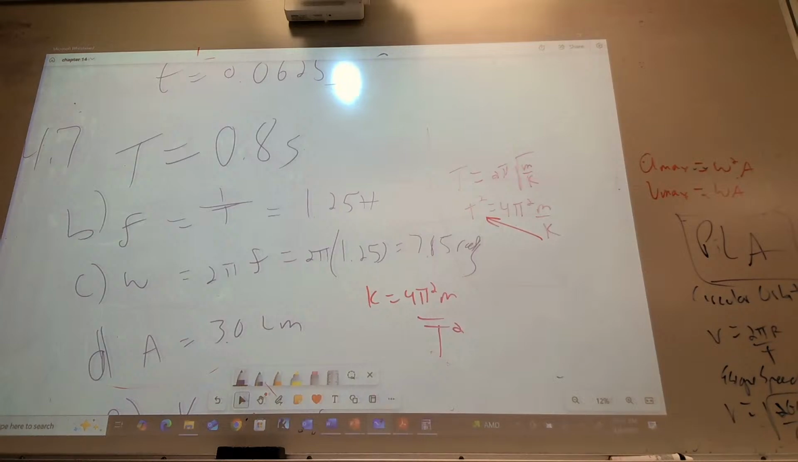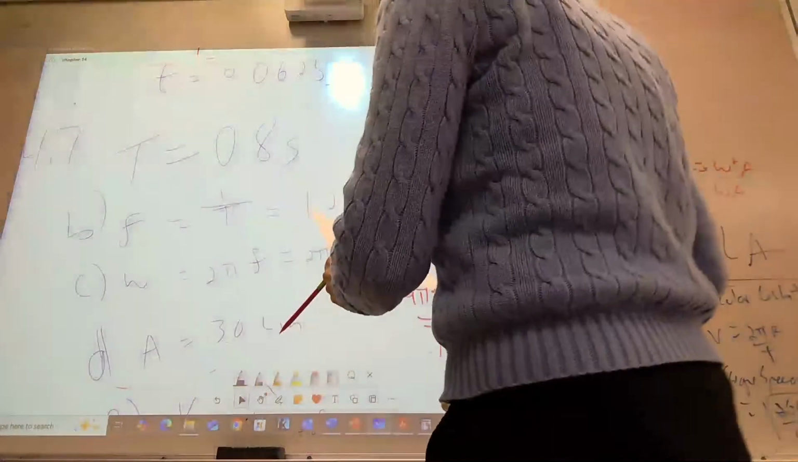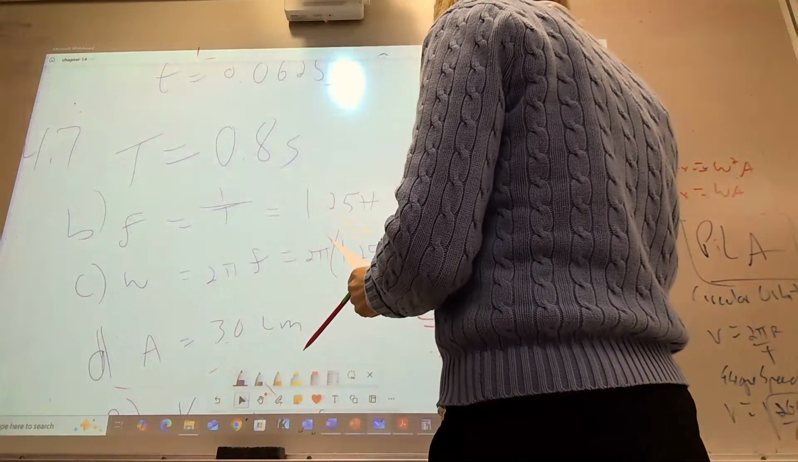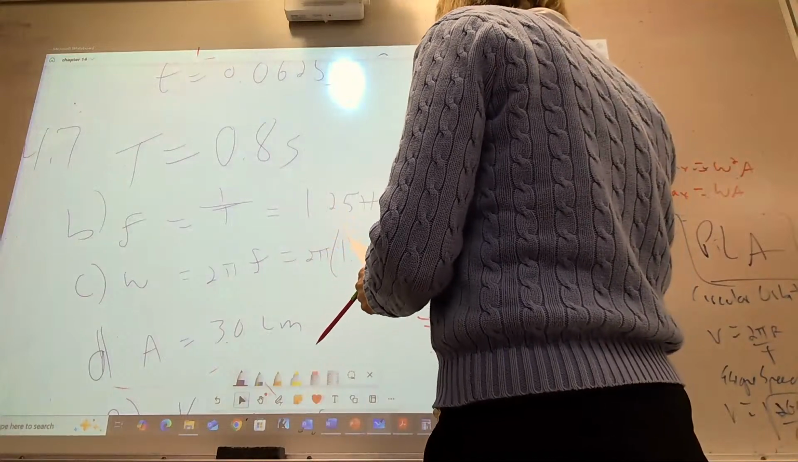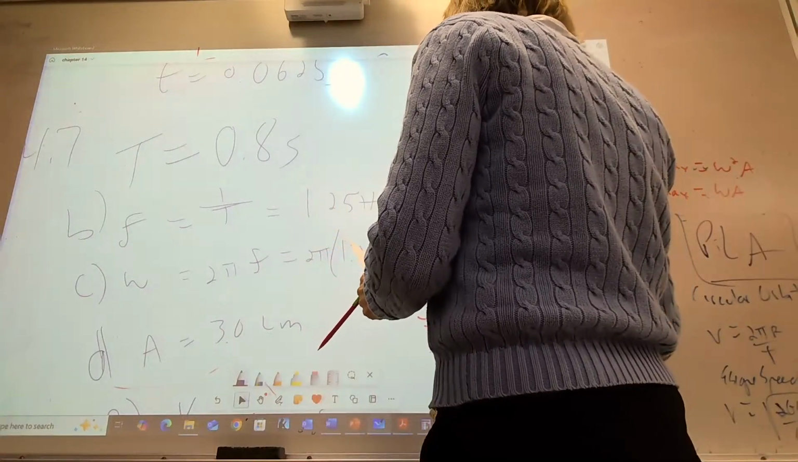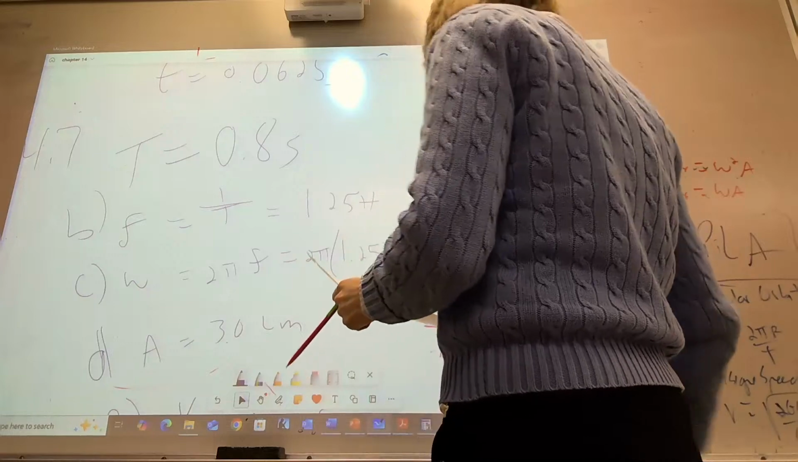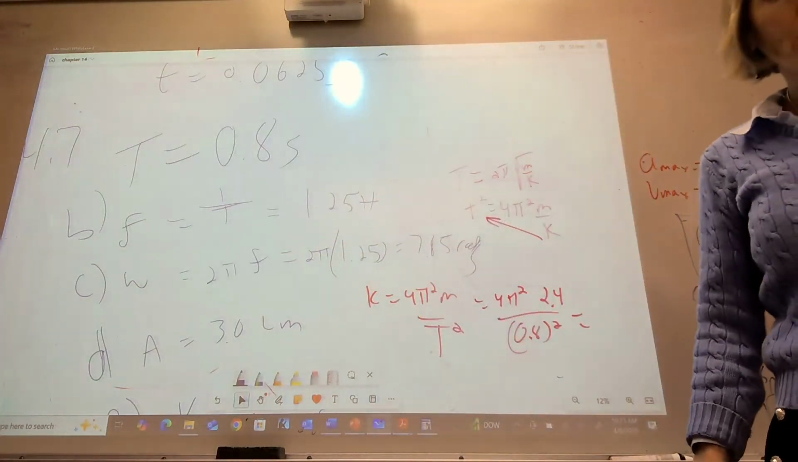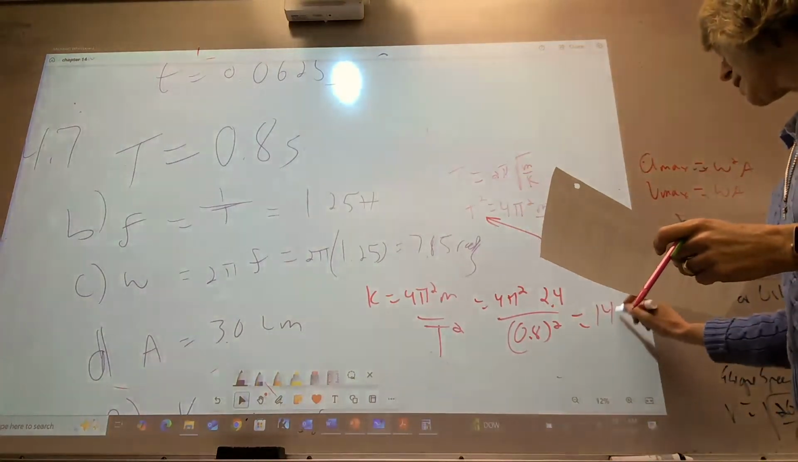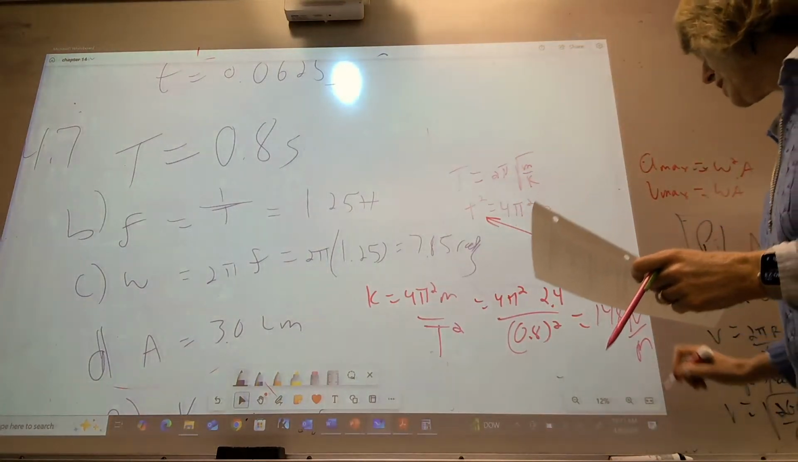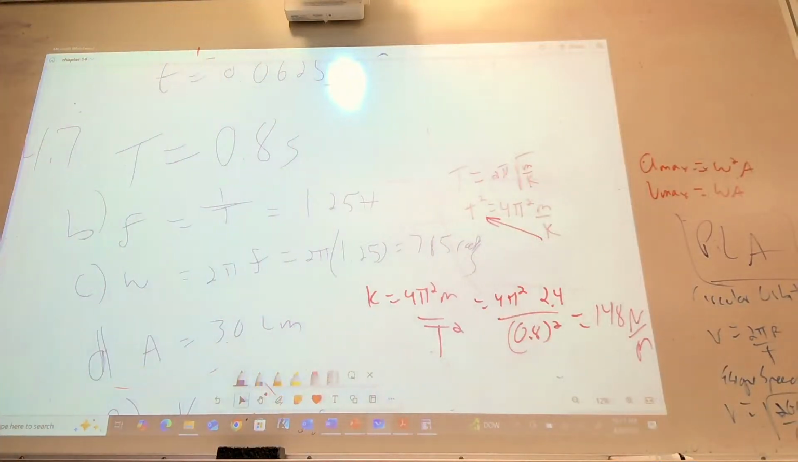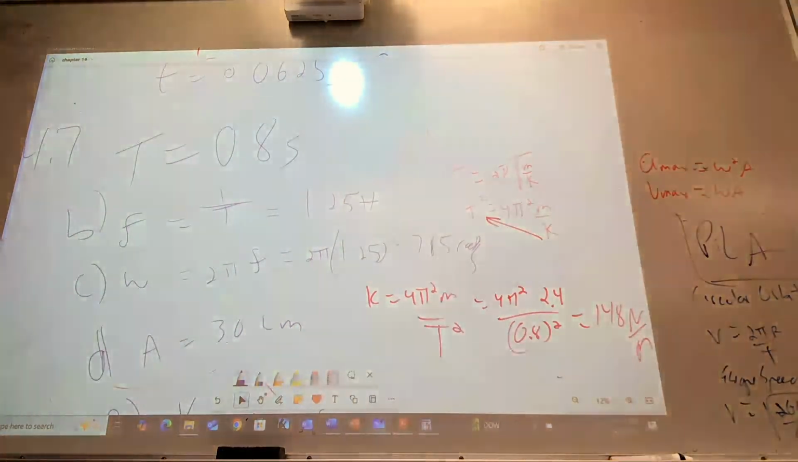You should get a pretty big number over 100. So 4 pi squared times m, 2.4, divided by 0.8 squared. It's going to give you a pretty big number. Do you have it? Is K 148.04? Yeah. To 3 significant digits, it's 148 newtons per meter. Okay.